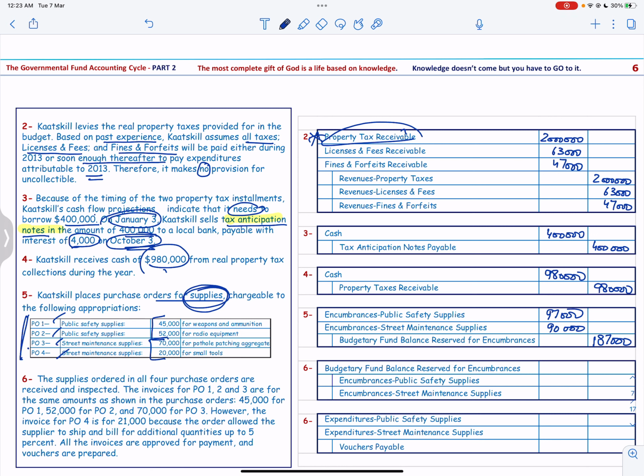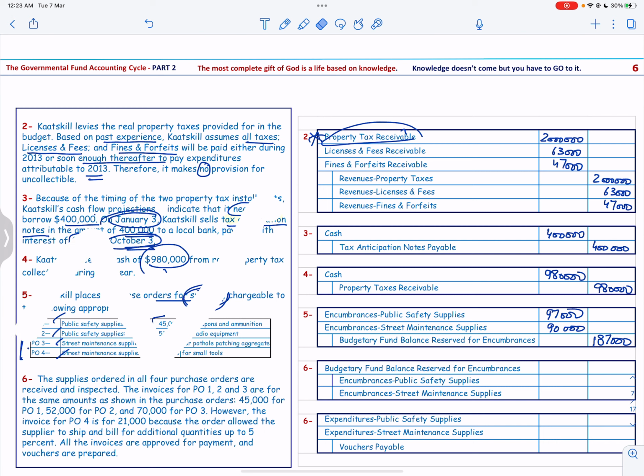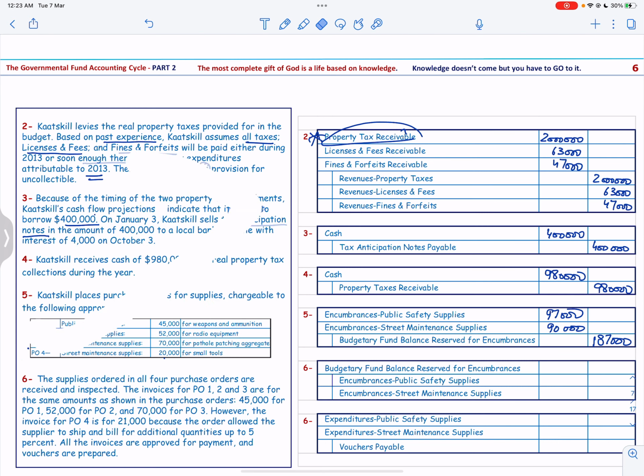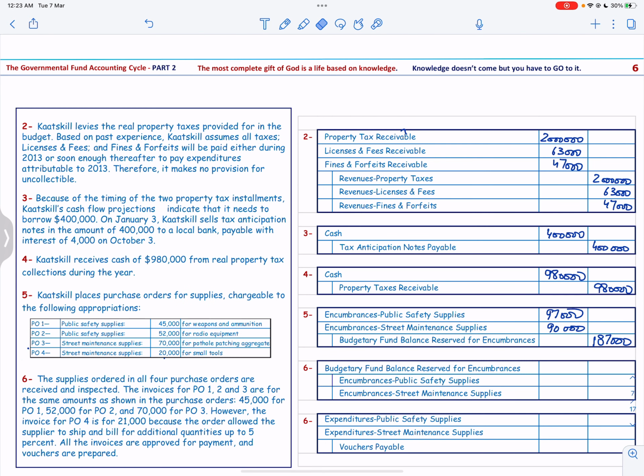Then the supplies ordered in all four purchases are received and inspected. The invoices for purchase orders 1, 2 and 3 are for the same amounts as shown in the purchase orders 45, 52 and 70.